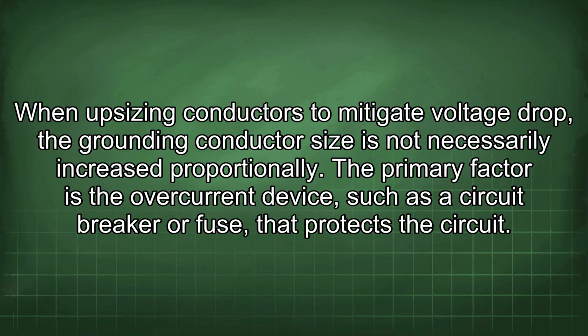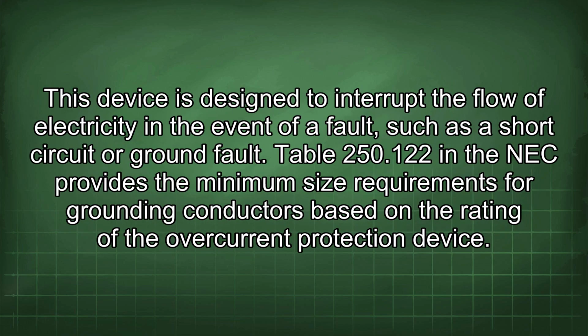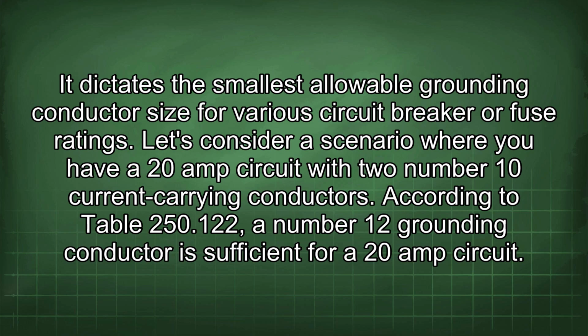The primary factor is the overcurrent device, such as a circuit breaker or fuse, that protects the circuit. This device is designed to interrupt the flow of electricity in the event of a fault, such as a short circuit or ground fault. Table 250.122 in the NEC provides the minimum size requirements for grounding conductors based on the rating of the overcurrent protection device. It dictates the smallest allowable grounding conductor size for various circuit breaker or fuse ratings.